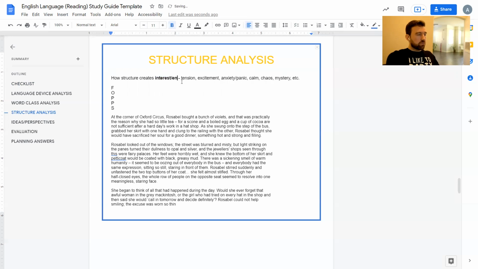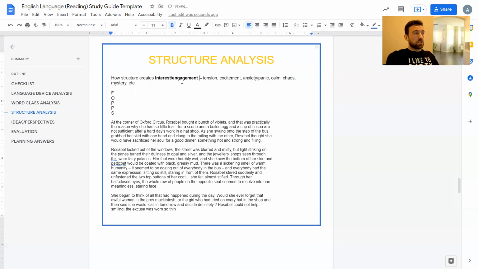And for most of the questions that you would be asked, that's what you're going to be asked about: how structure is used to create a certain effect, and normally how that then makes the piece more interesting or engaging. So we're going to dive into that together.